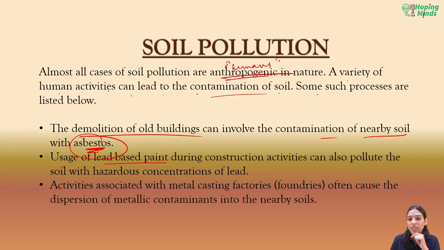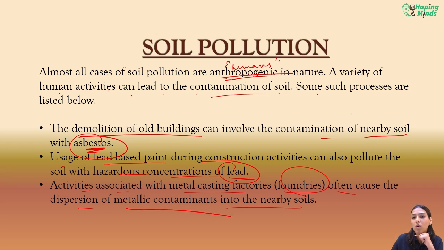Usage of lead-based paint during construction. The lead-based batteries were enough to demolish the quality of soil, that we also now use lead-based paint during construction activities. They produce a hazardous concentration of lead and pollute the soil. Activities associated with metal casting factories, the foundries, often cause dispersion of metallic contaminants into nearby soils, and all of these things lead to central nervous system diseases, lead to immune system diseases, lead to carcinogenic cases.